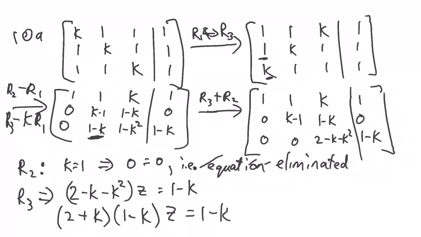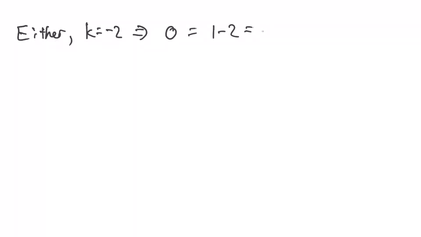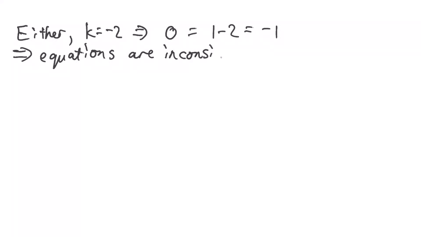So, what can we do with this? Well, we need to look at what the possibilities are for this equation. So either we have k equal to minus 2, and then that equation from row 3 would tell us that 0 is equal to minus 1. And so the equations are inconsistent, and there is no solution.